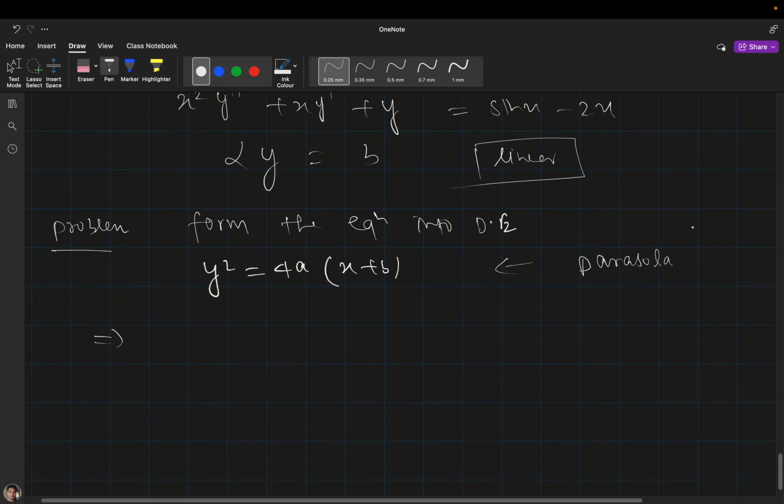Now after getting the differential equation, you will be able to see that that particular kind of differential equation will actually represent the family of parabola. After getting the differential equation out of this equation, you will get to know what differential equation can represent a family of parabola.